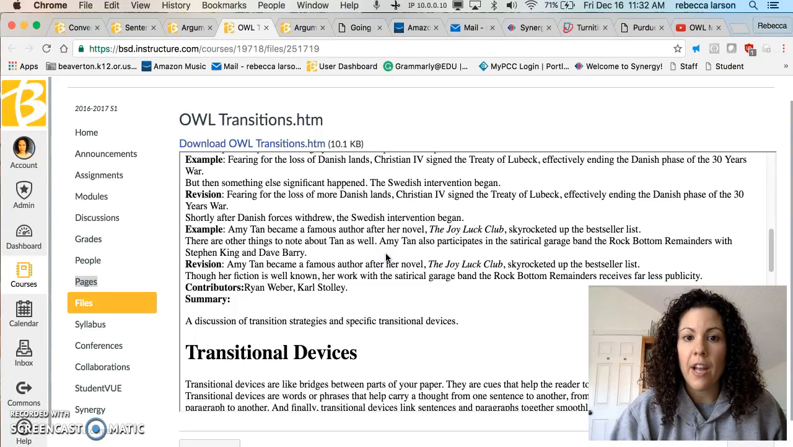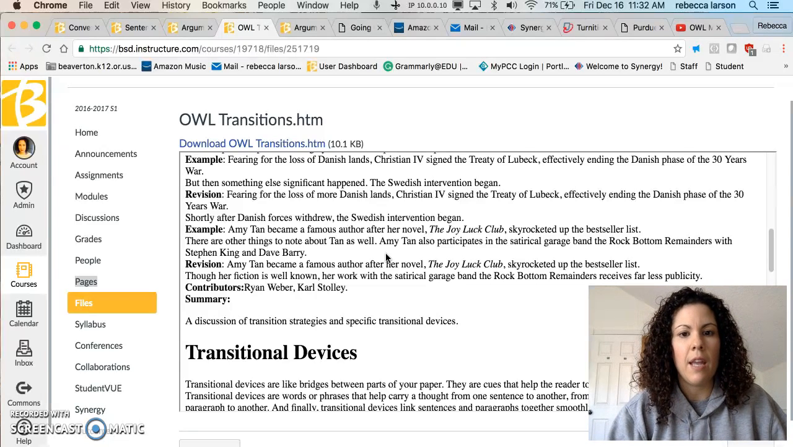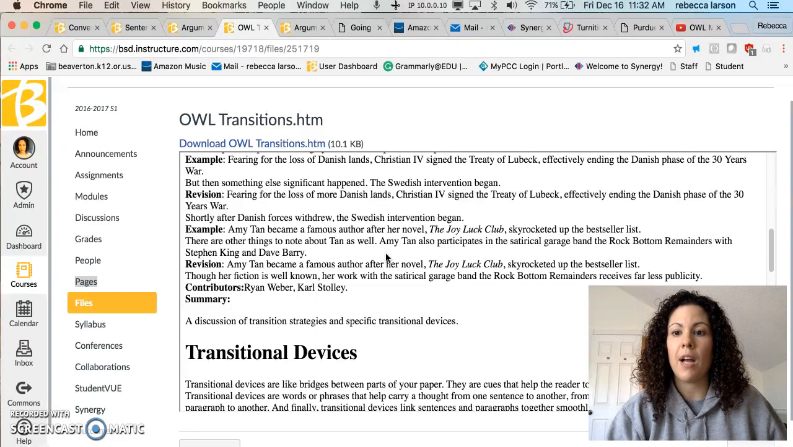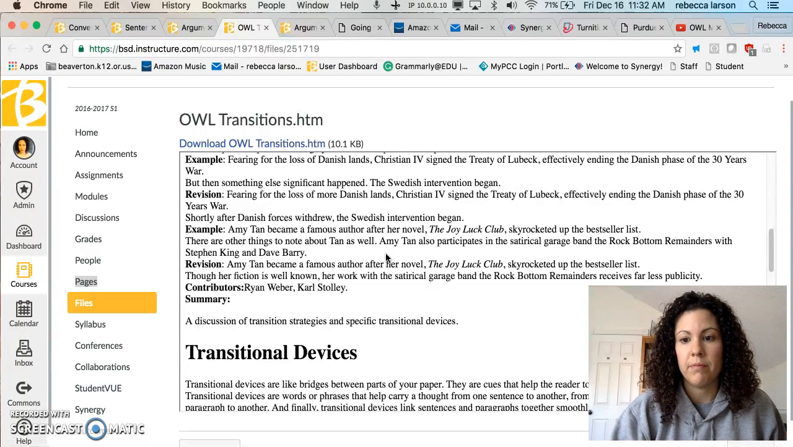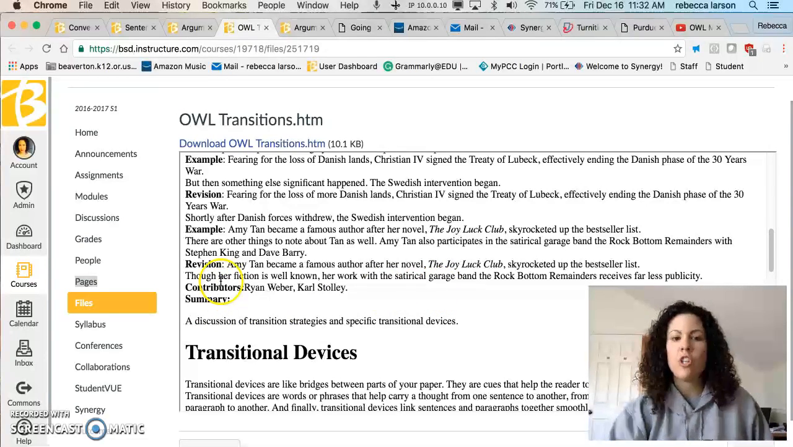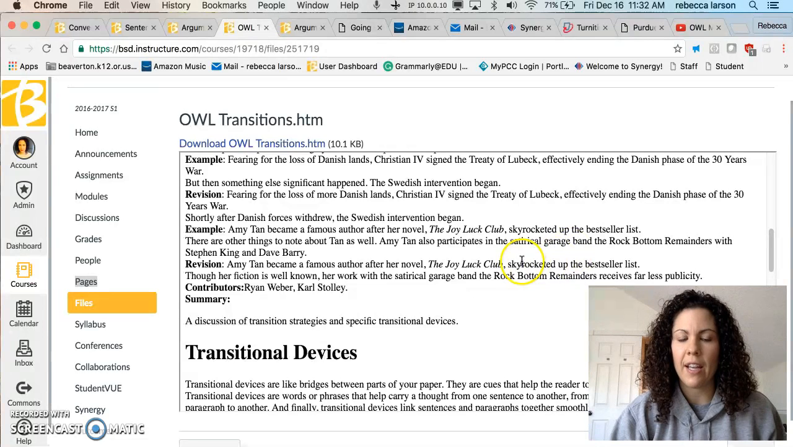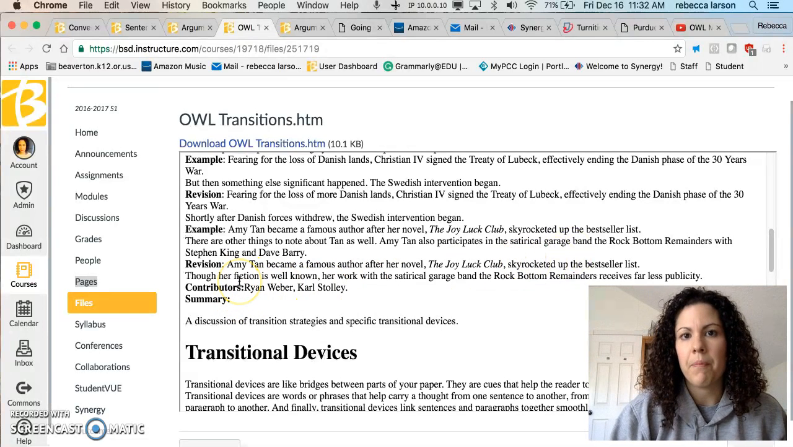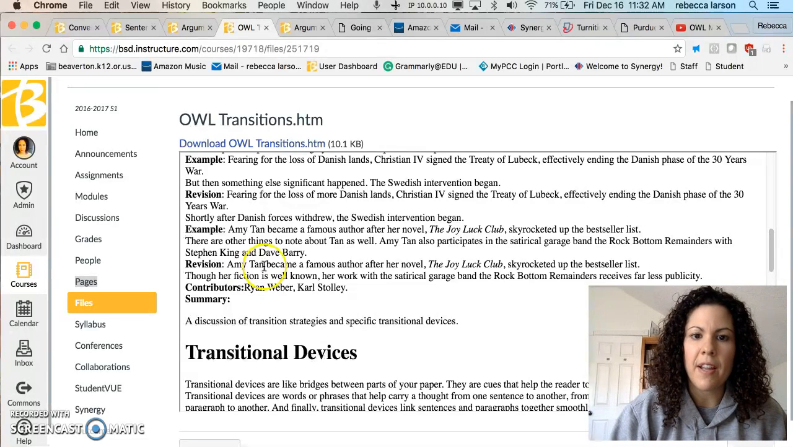And then there's one more example here with Amy Tan. Amy Tan became a famous author after her novel The Joy Luck Club skyrocketed up the bestseller list. There are other things to note about Tan as well. Amy Tan also participates in the satirical garage band The Rock Bottom Remainders with Stephen King and Dave Barry. That's true. Little piece of factoid there. But instead we could say, Amy Tan became famous after her novel The Joy Luck Club skyrocketed up the bestseller list. Though her fiction is well known, her work with the satirical garage band The Rock Bottom Remainders receives far less publicity. So here we didn't necessarily repeat a word, famous author, novel, right, skyrocketed. We have her fiction, a synonym, which would work just as well. So all of those types of ideas will help you.